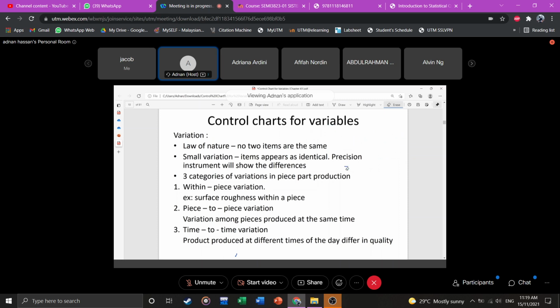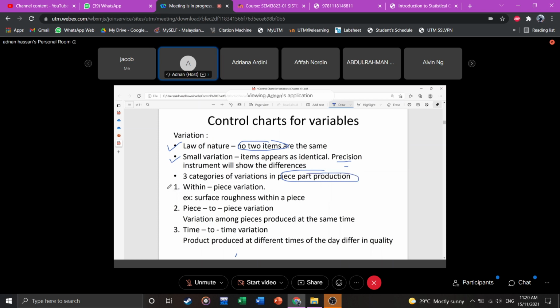So the law of nature: we know it's not possible to produce exactly the same item. I mentioned this last time. No items are exactly the same. There will be variability in production. Small variation, items appear identical, but if we use a precision instrument to measure, there will be differences.